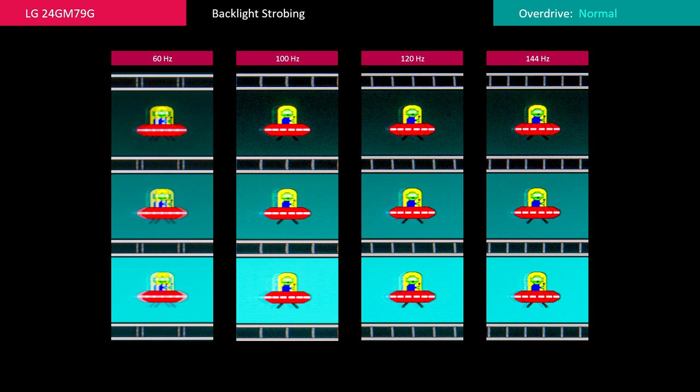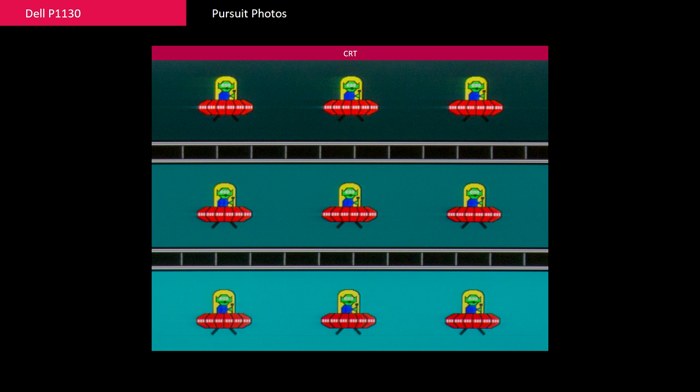Let's now take a look at these strobing pursuit photos. From left to right, the 60Hz double strobing is terrible. Strobing, though, is quite usable at 100 to 144Hz. Clarity is better at 144Hz because the strobe duration is a full 1 millisecond shorter, but if you have trouble maintaining a consistent 144Hz in games, these lower refresh rates are totally usable.